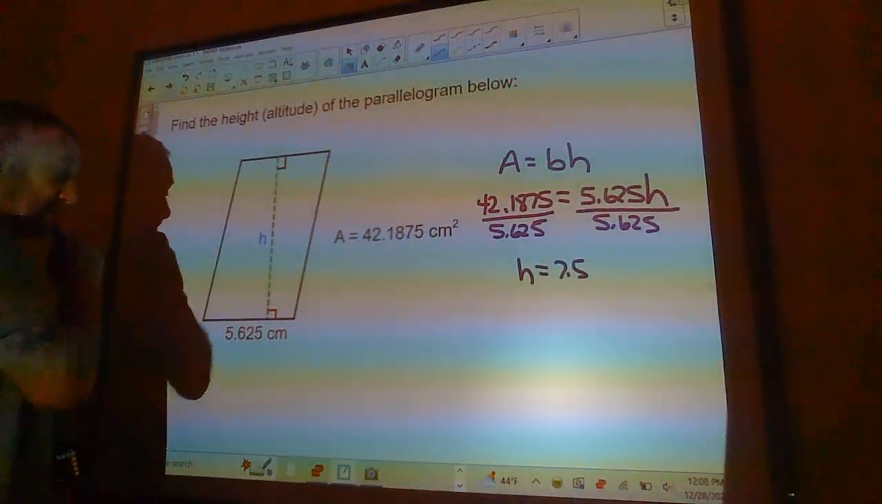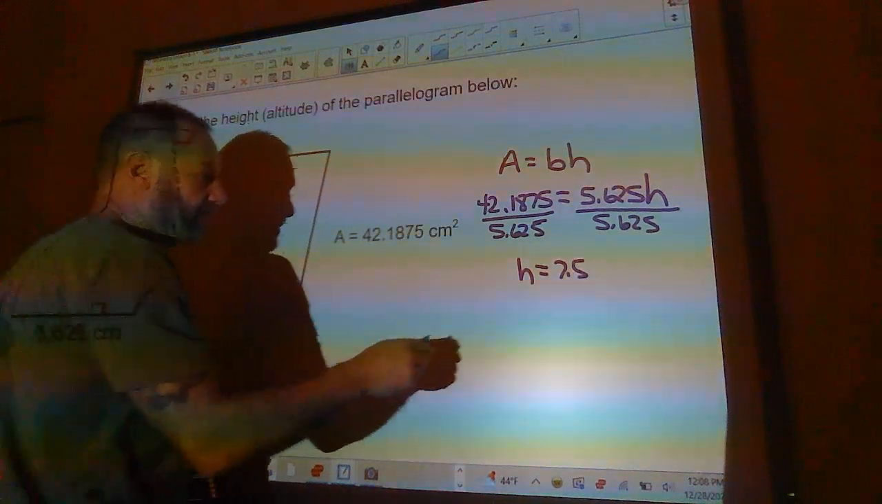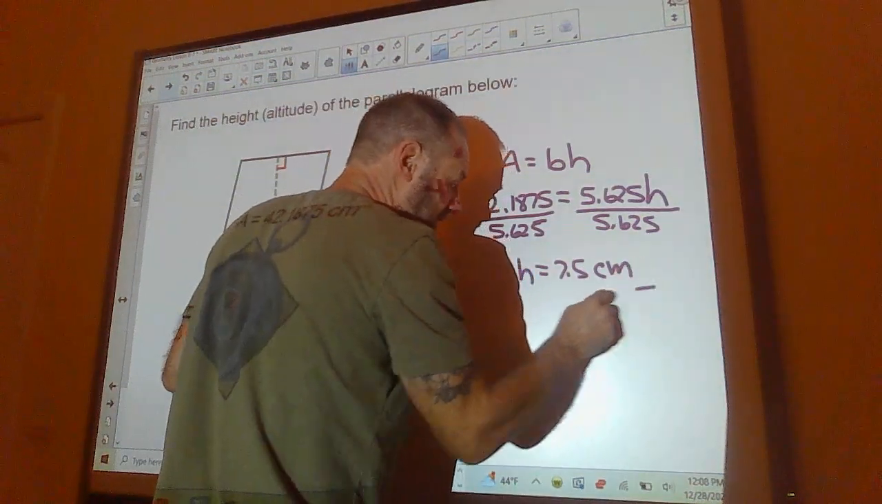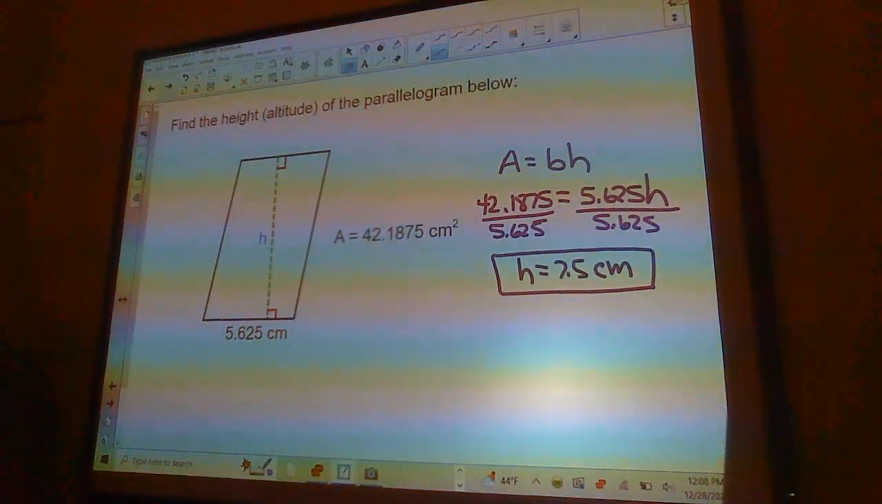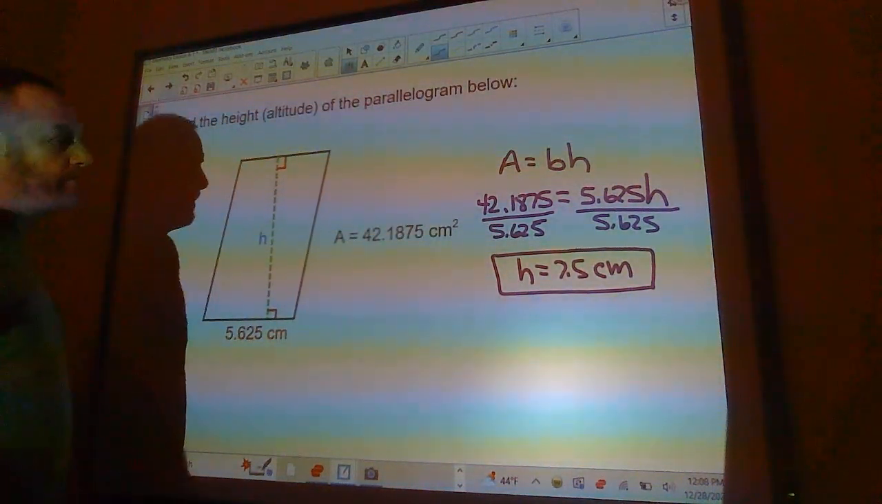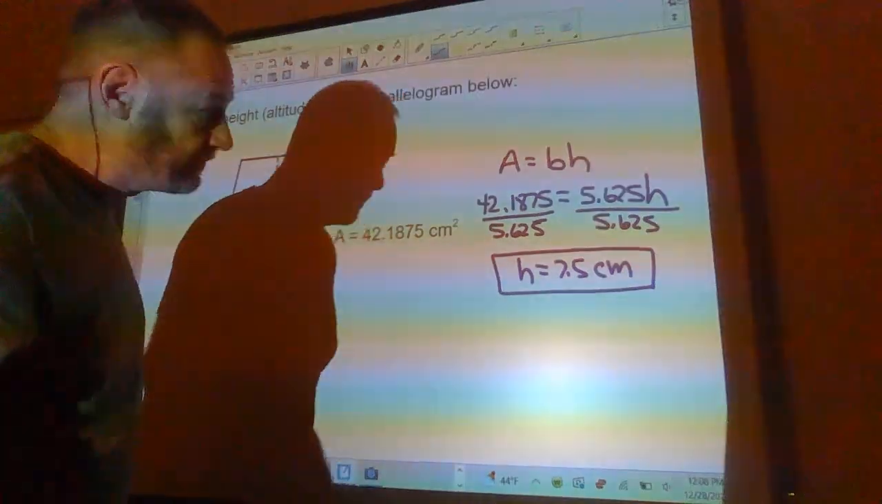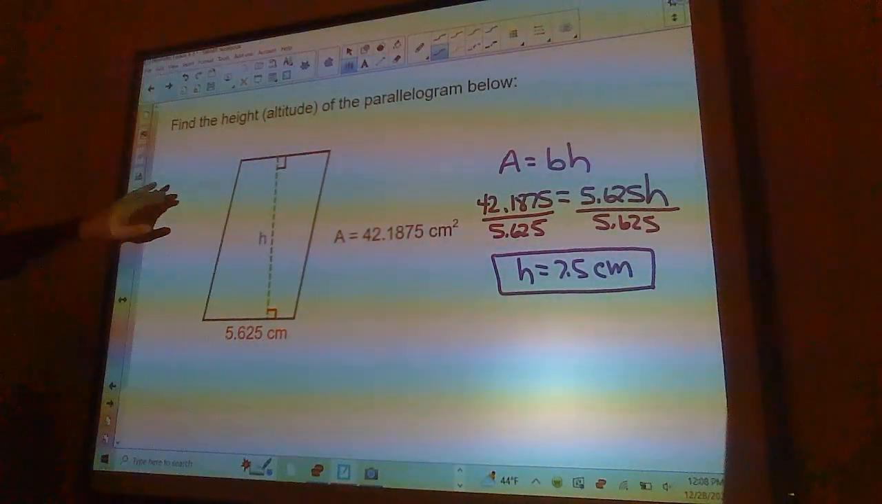Now my units, this is in square centimeters, this is in centimeters, this is also going to be in centimeters. Remember, it's a length, so it's not going to be square centimeters, even though it's an area formula problem. Okay. Alrighty.